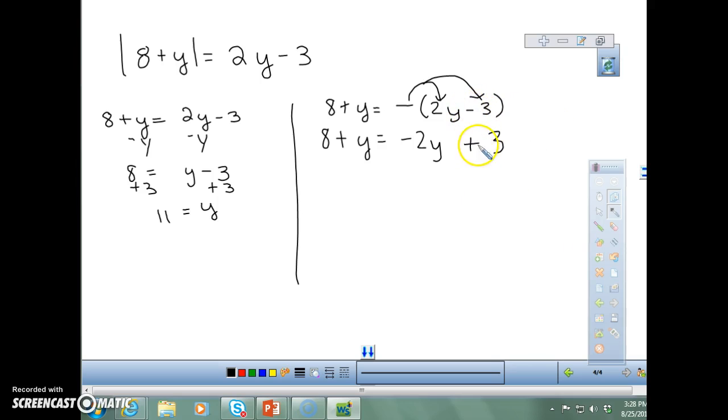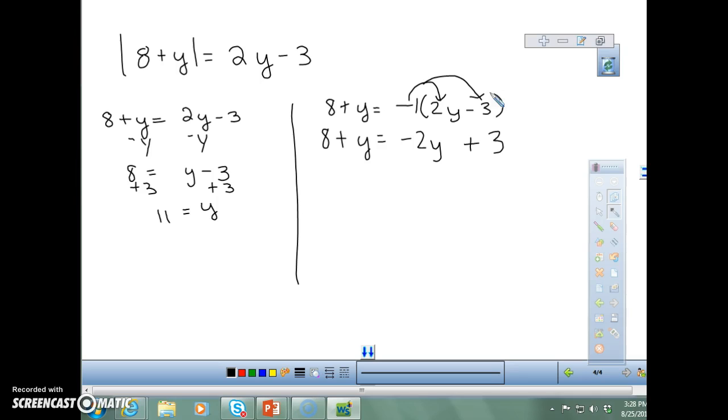Because it's a -1 times a -3. A negative times a negative makes positive. Yes? Here, I subtracted 2 minus 1. Why? All right. Is everybody okay now with how I got that distributing?